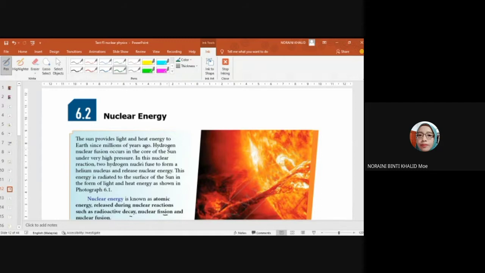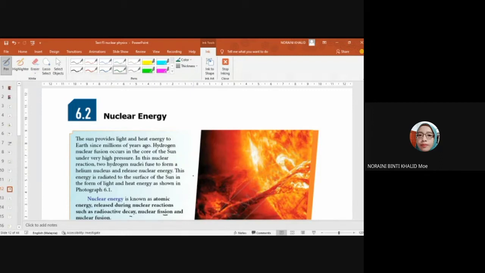Hydrogen nuclear fusion occurs in the core of the sun under very high pressure. In this nuclear reaction, two hydrogen nuclei fuse to form a helium nucleus and release nuclear energy. Means two hydrogen nuclei combine to form a nucleus of helium. So this energy is radiated to the surface of the sun in the form of light and heat energy, as shown in the photograph here. So you can see the surface of the sun is like this.